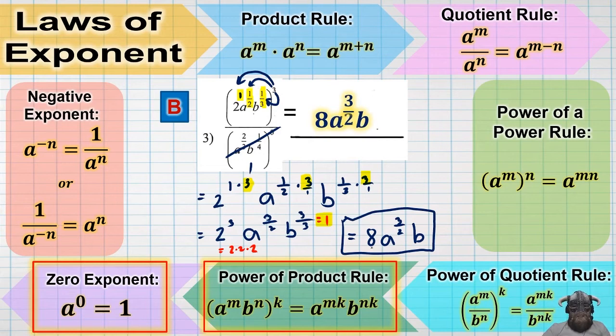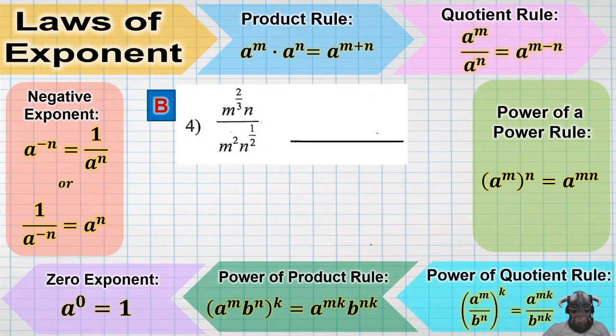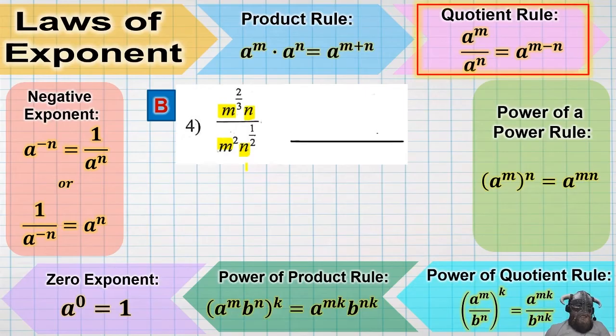Okay, so tama tayo. Next, let's proceed to number 4. So number 4, we have the given m raised to 2/3 times n, all over m squared times n raised to 1/2. So in this case, kung makita nyo, meron tayong dalawang set na parehas ang base kay m tsaka kay n. So gagamit tayo dito ng dalawang beses na quotient rule. Isa kay m at isa kay n. So gawin na natin siya muna kay m.